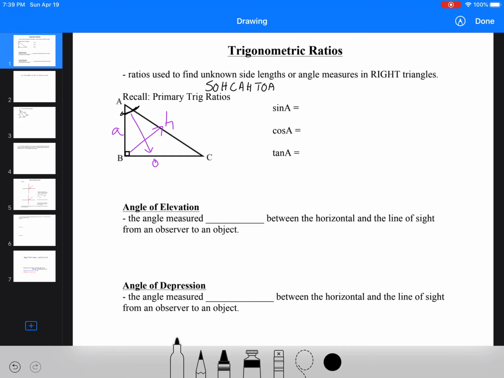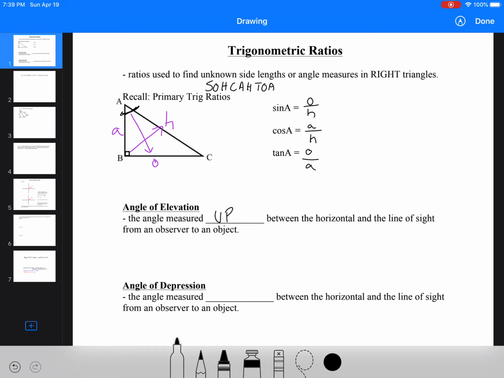Then we're going to just look at SOHCAHTOA. Everyone kind of laughs when they first hear it, but then everyone writes it and uses it all the time. So SOHCAHTOA: we have opposite over hypotenuse, adjacent over hypotenuse, and then opposite over adjacent. Those are our basic trig ratios that we'll use for any right angle triangle.